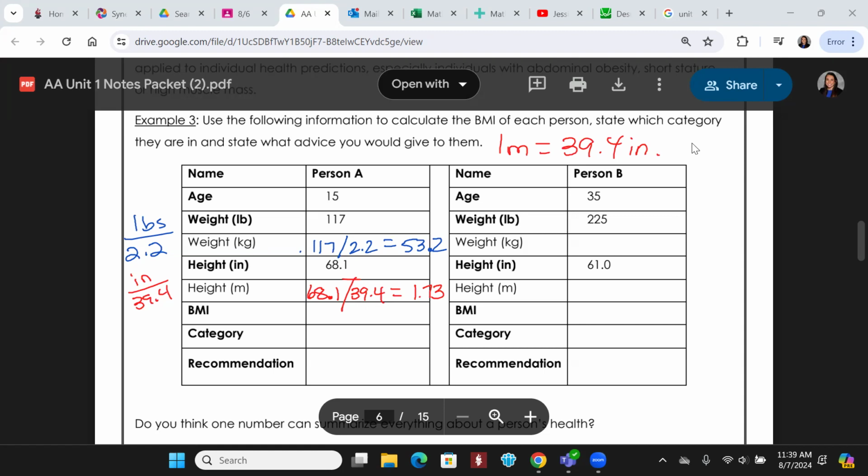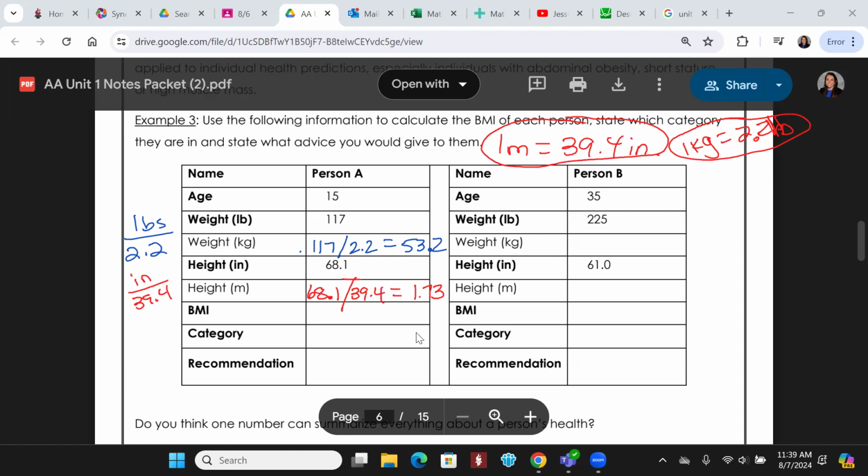Yes, you should know this conversion. So 1 meter equals 39.4 inches, and 1 kilogram equals 2.2 pounds. Those are the two things you've got to know. The formula, I will give it to you, but you need to know the conversions.